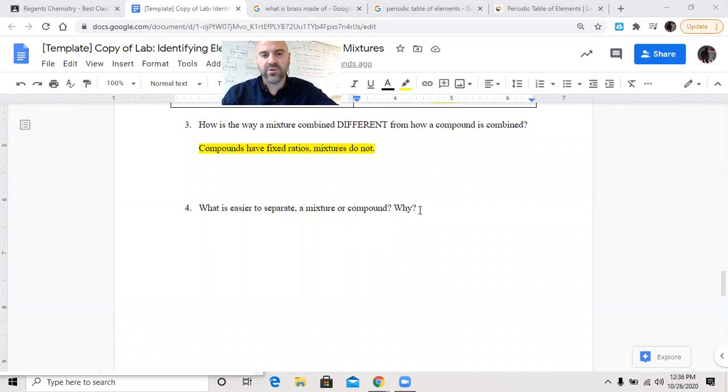What is easier to separate, a mixture or a compound? Why? Which one could you separate easier, a mixture or a compound? Why, Jordan? Yes, your answer. It's definitely that, but why?